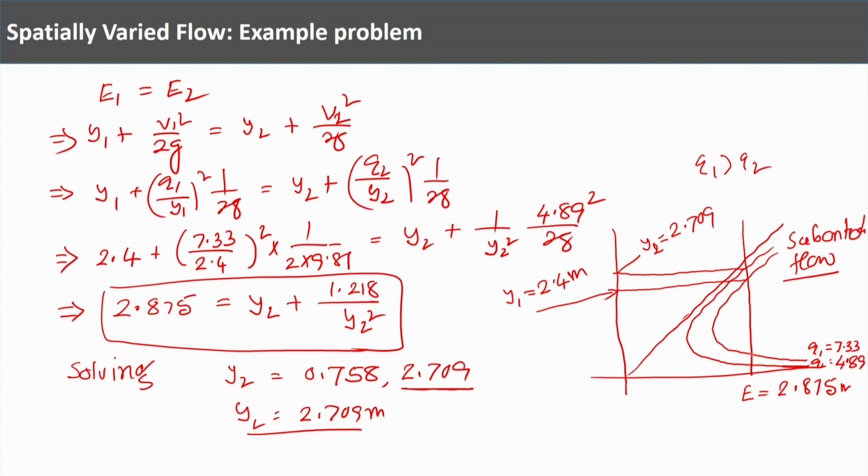So, this is section 1 and this will be section 2. But in this case it is subcritical, therefore the depth is increasing. So, this is the solution: y2 will be 2.709. Now, let us see the other part of the problem.